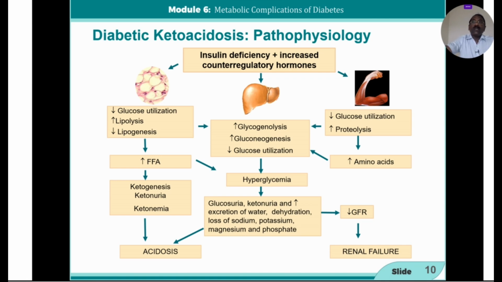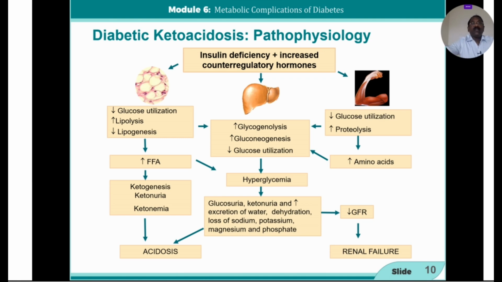So this is very, very important. Please spare your attention here. Pathophysiology of DKA: insulin deficiency plus increased counter-regulatory hormones. These two are very important in DKA. Here we have three organs. The center one is the liver. On the right side you have the muscle. On the left side you have the fat, that is adipose tissue.